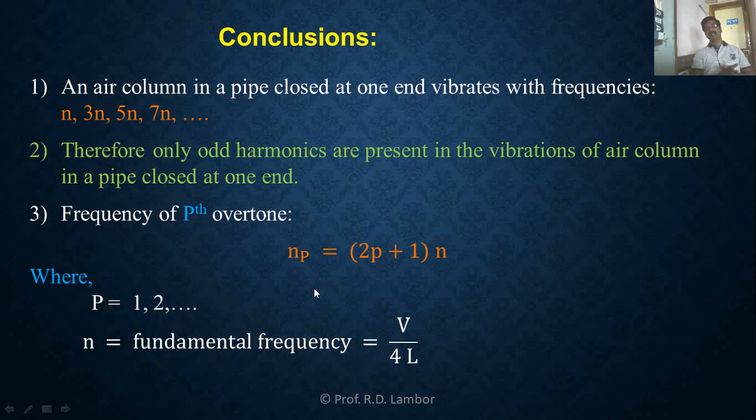So in this way, we studied the vibrations of the air column in a pipe closed at one end and its first three modes of vibration. And whenever the air column in a pipe or tube vibrates, longitudinal stationary waves are formed there. So with this we are ending this lecture. Thank you friends.